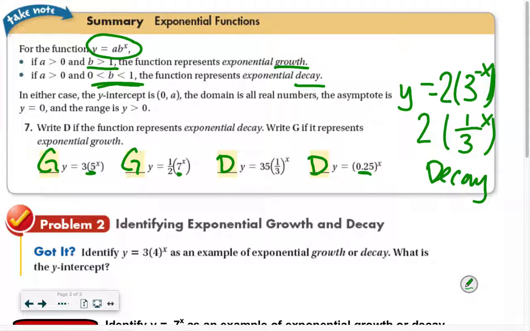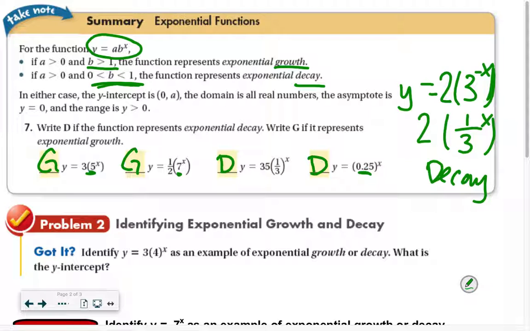So if you have a negative exponent, look at what your b is. Okay? If it's bigger than 1, you actually have decay. If it's less than 1, you have a growth. Okay? I would just get rid of the negative exponents and then make my determination that way.